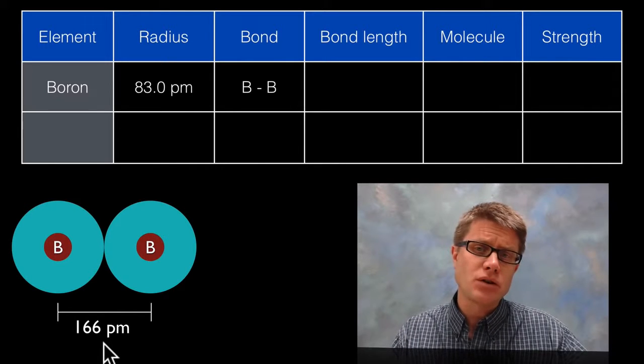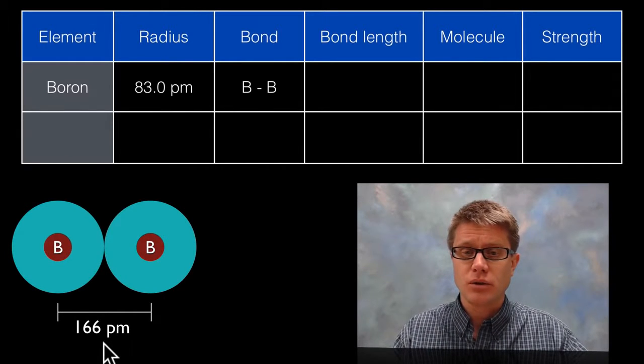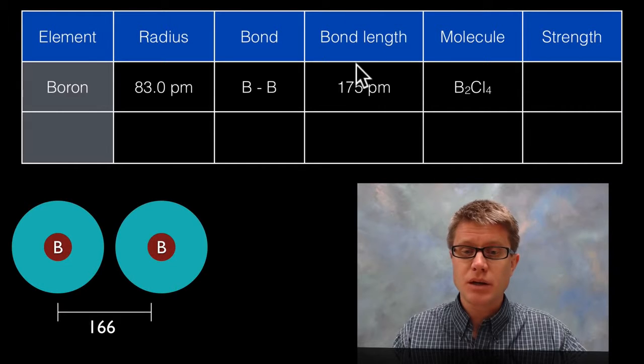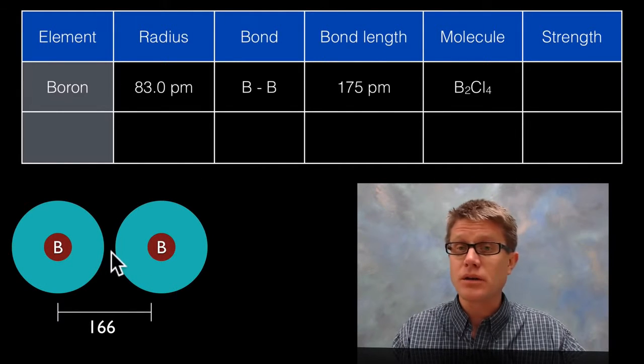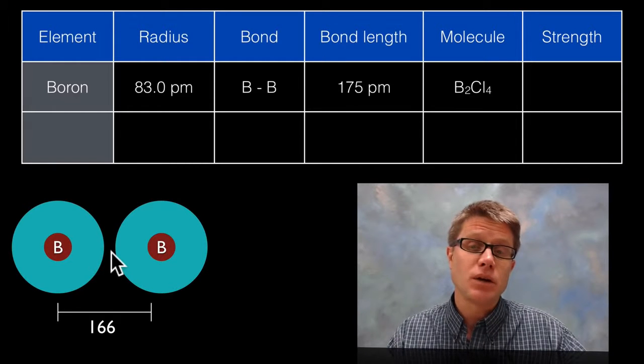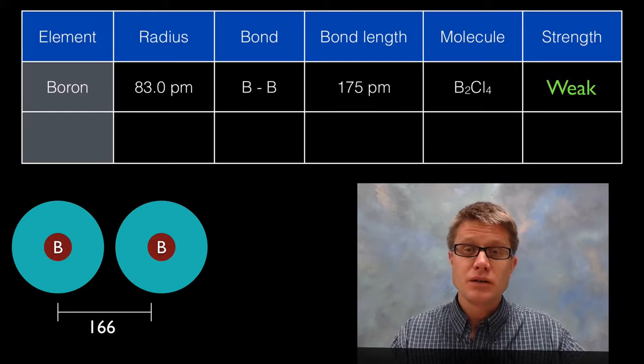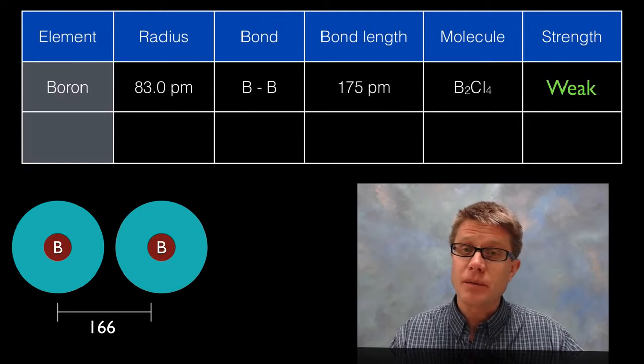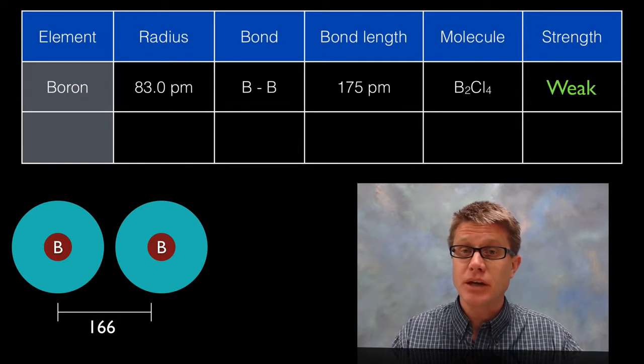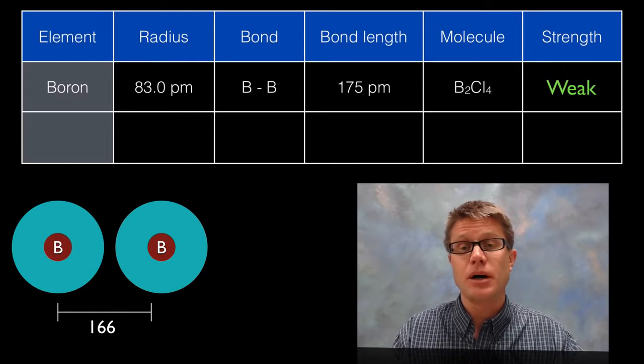But if we were to measure the actual bond length in a molecule, let's throw one up here, it ends up being 175 picometers. In other words, they're farther apart than we would expect. That means that we're going to have a very weak bond between these two atoms. And so basically, as we increase that bond length, that distance between the atoms, we're decreasing the bond strength.